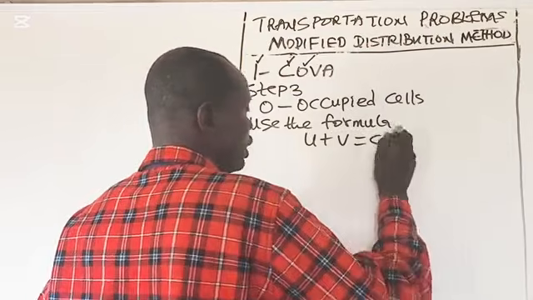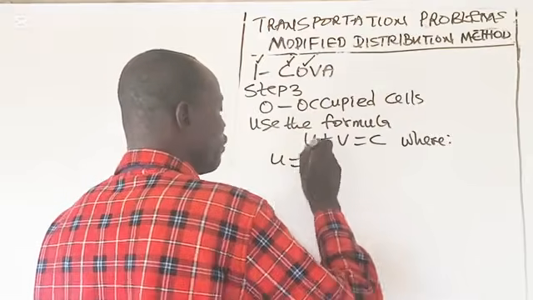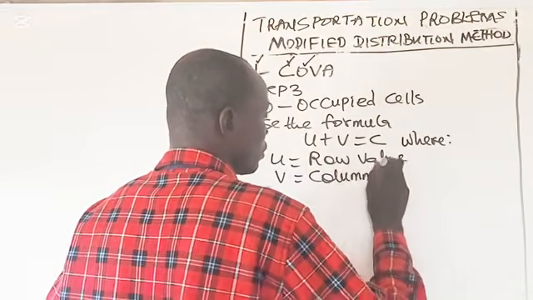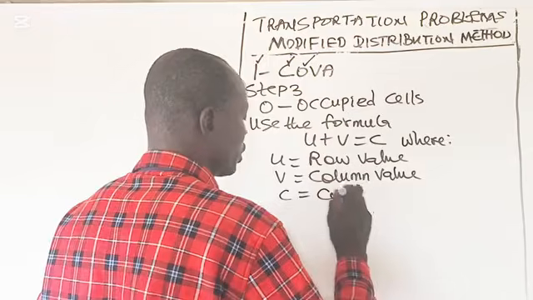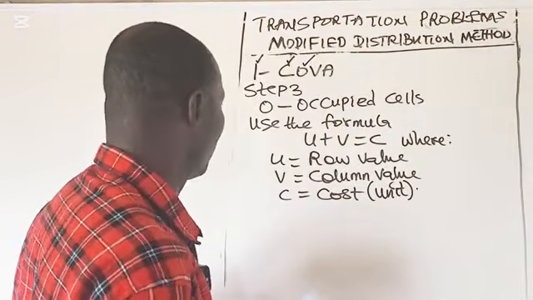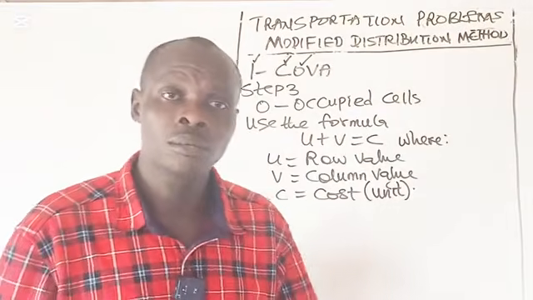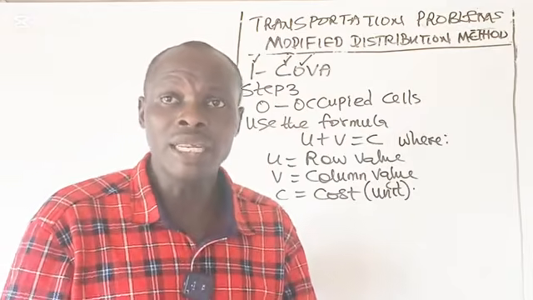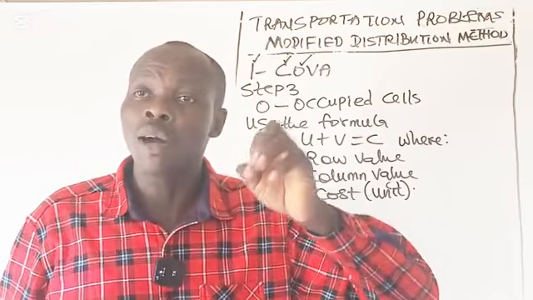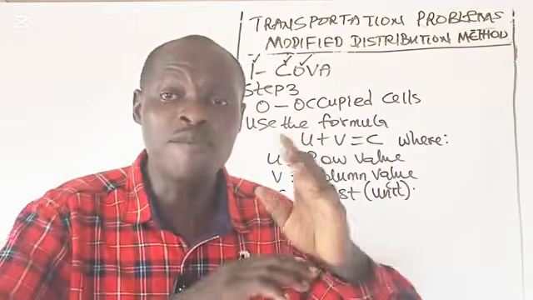U plus V equals C, where U equals the row value, V equals the column value, and C is the cost of transportation, that is the unit cost of transportation. This equation will be used to formulate sets of equations. Then, in the set of equations formed, the first equation, the one obtained from the first row, you set your first row letter U to 0 and solve for the other U and V values across the table.